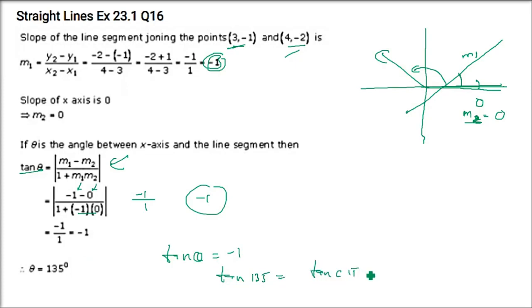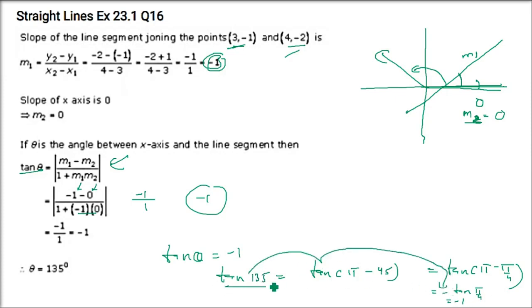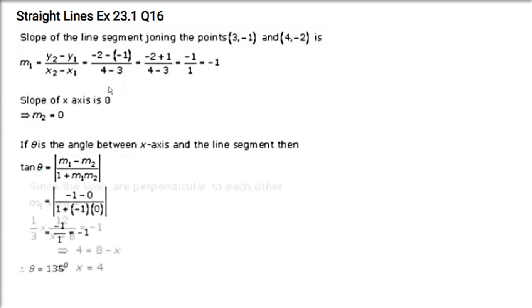So tan 135 can be written as tan 180 minus 45 degrees. That is tan pi minus pi by 4. 45 degrees is pi by 4. So you can always write it as tan pi minus pi by 4. And this tan pi minus pi by 4 will give you minus tan pi by 4. Tan pi by 4 is 1. So minus 1. Okay. So minus 1 would have come when it would have been tan 45 degrees. So this is the chain. So theta is eventually 135 degrees.